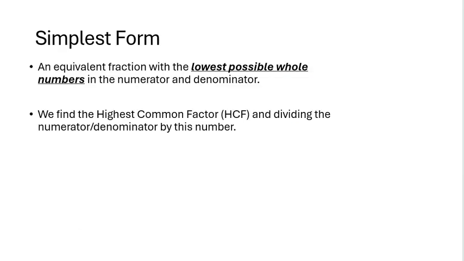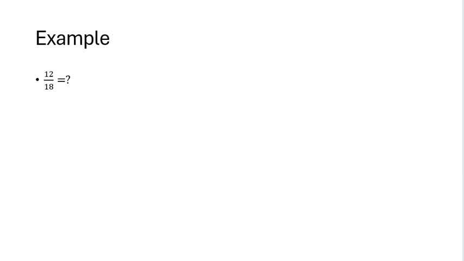Okay. Alright, next thing is simplest form. This is really important. It's an equivalent fraction with the lowest possible whole numbers in the numerator and denominator. That's what simplest form technically means. To do that, you've got to find the highest common factor, the HCF, and then divide the numerator and denominator by this number. So let's just go do it.